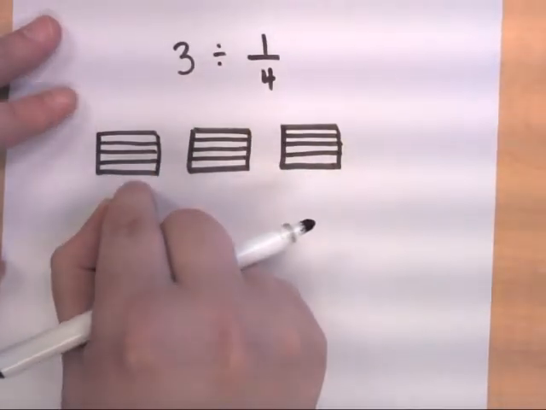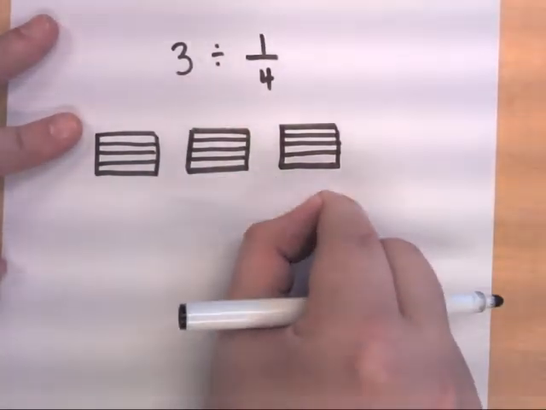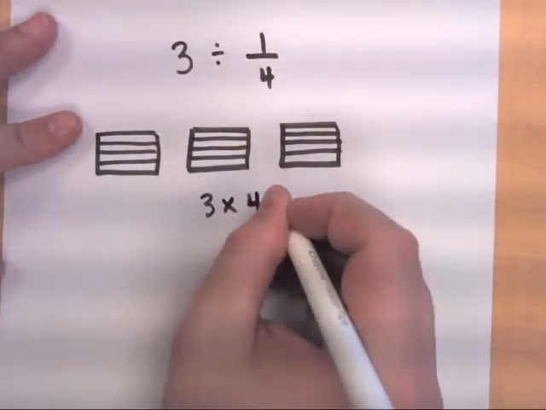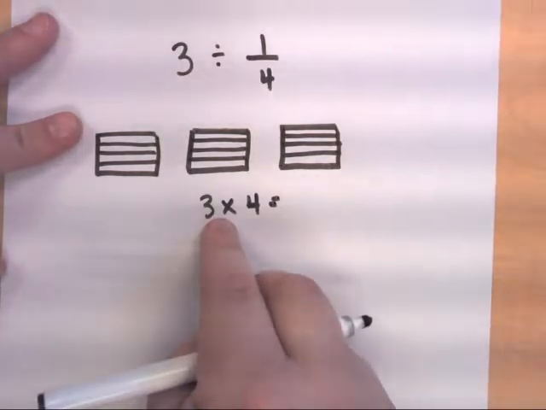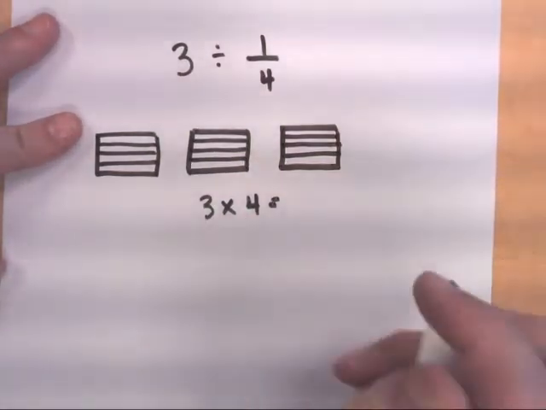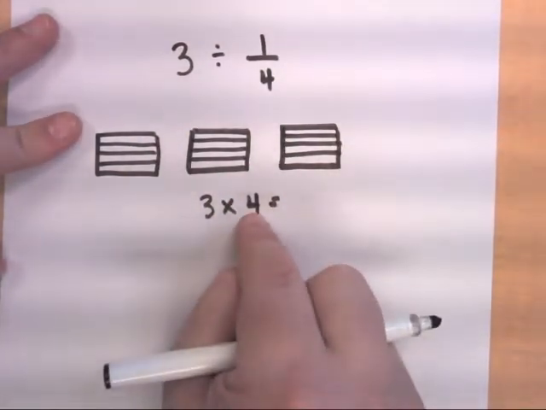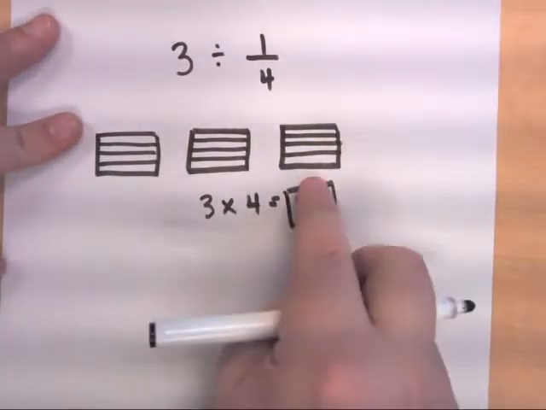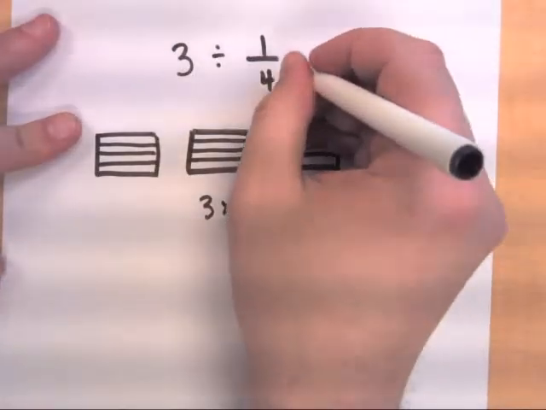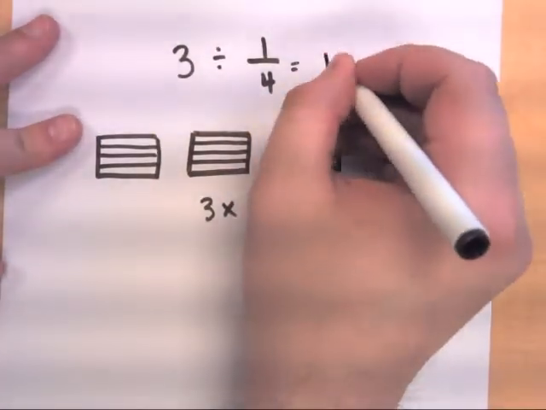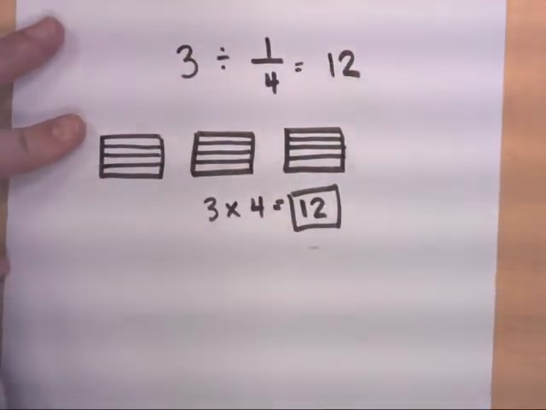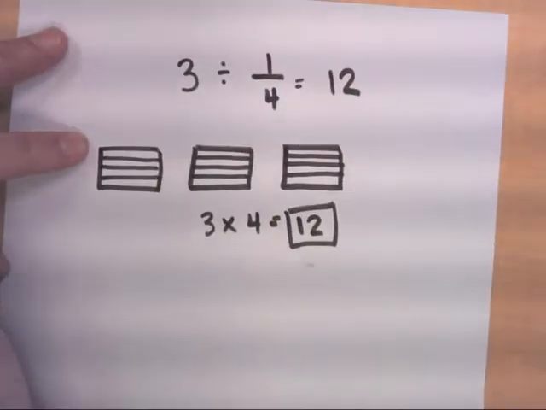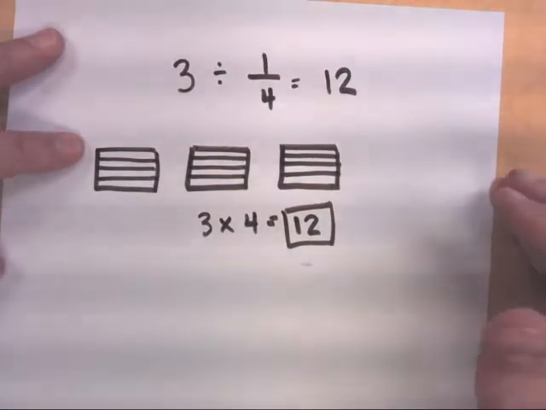Well, since there's 4 fourths in each whole, and there's 3 wholes, this diagram suggests that we can multiply 3 by 4, since 3 wholes each have 4 fourths, to get a total of 12 fourths, meaning that 3 divided by 1/4 is equal to 12. So this is what we'll focus on in future lessons this week.